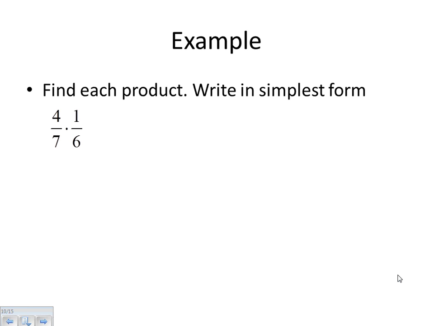Okay, did you see that you could actually cross-simplify in this one as well? Both of these have a 2 in common. So I could divide 4 by 2, which is 2, and I can divide 6 by 2, which is 3. Now I can multiply 2 times 1, which is 2, and 7 times 3, which is 21. Remember, with multiplying fractions, you multiply straight across. You can cross-simplify, but you can't cross multiply. Don't get that confused. Remember, it's straight across.